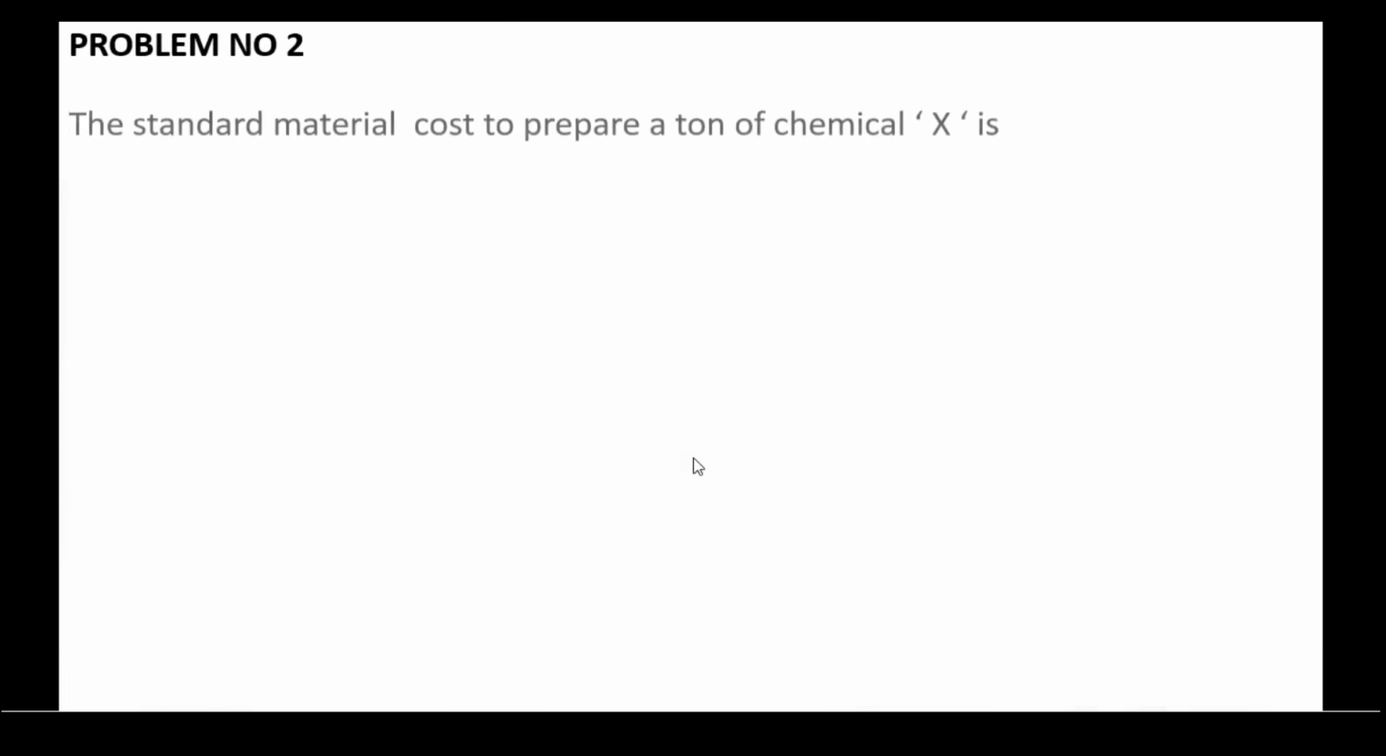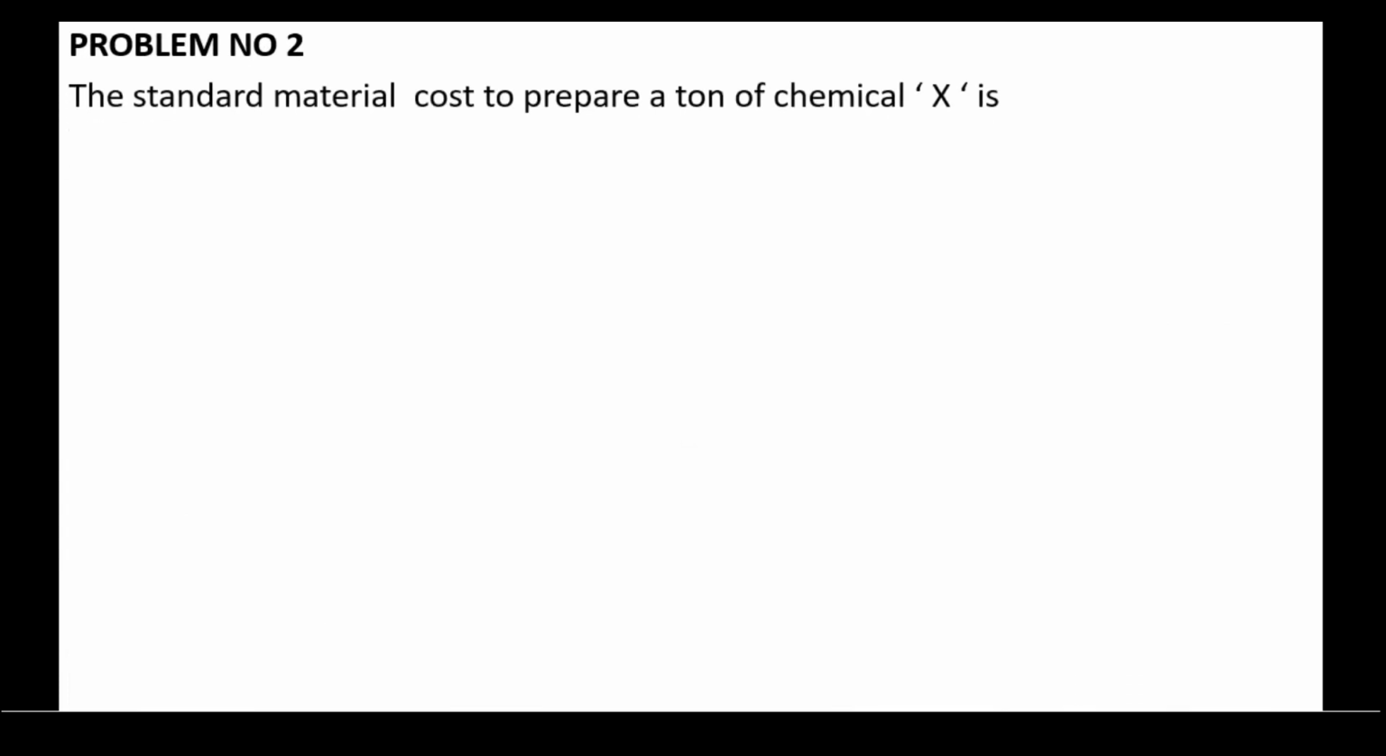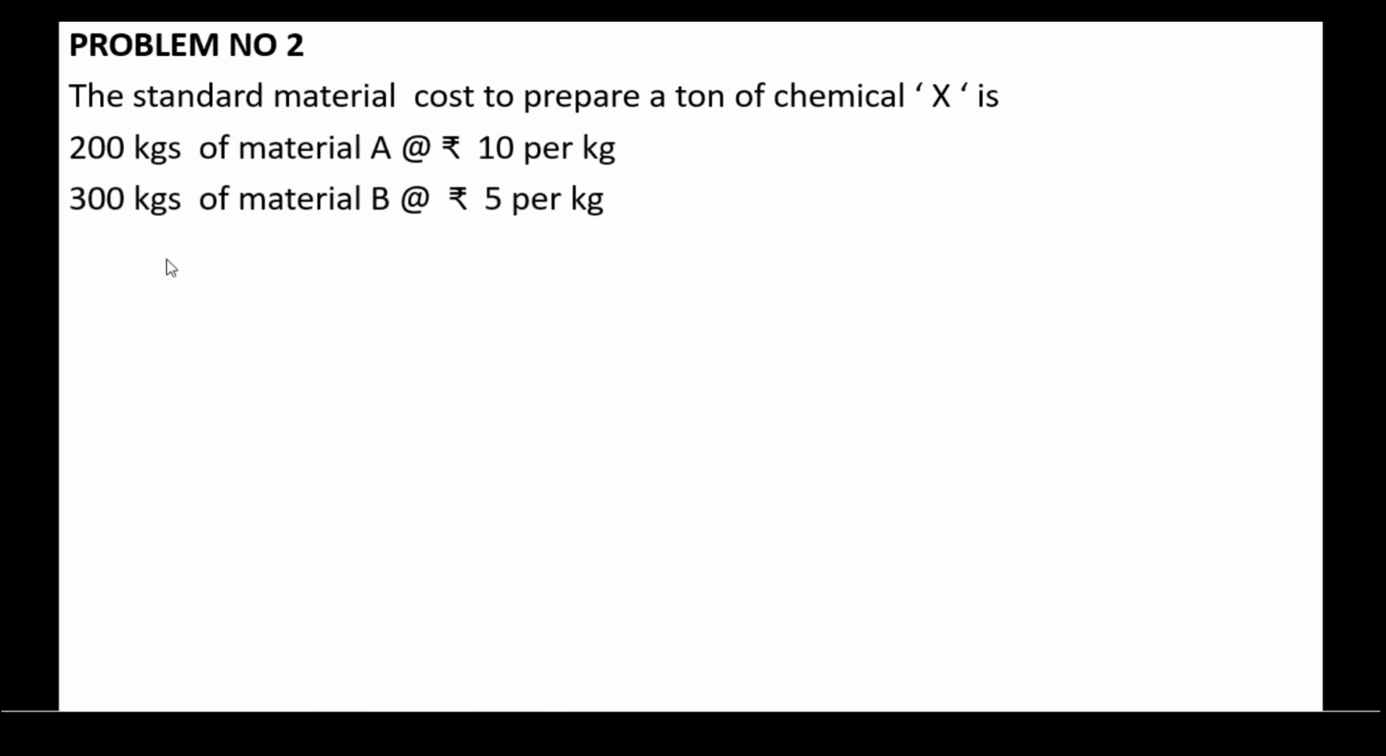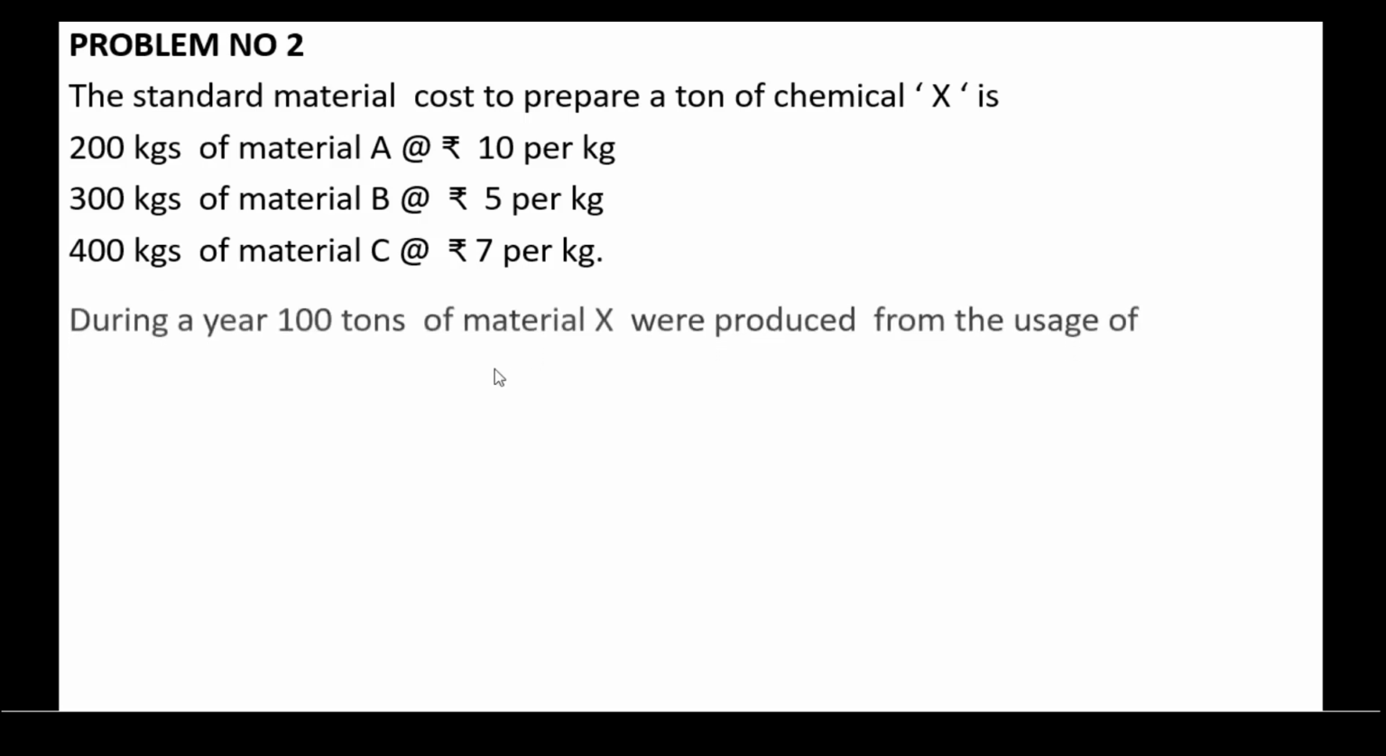That is problem 2. So this is the problem. The standard material cost to prepare a ton of chemical X is 200 kgs of material A at rupees 10 per kg, 300 kgs of material B at rupees 5 per kg, 400 kgs of material C at rupees 7 per kg.